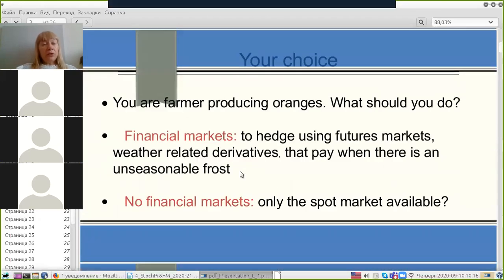And the second example, you are a farmer producing oranges. What should you do? If you have access to financial markets, you can hedge using futures markets, weather-related derivatives that pay when there is unseasonable frost. Maybe you remember that in Florida there was an unseasonable frost which killed the whole harvest of oranges. But if you have access to financial markets, you can buy weather-related derivatives and hedge yourself. But if financial markets don't exist, only the spot market is available, and we are at the mercy of nature.